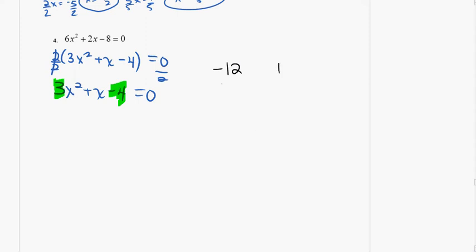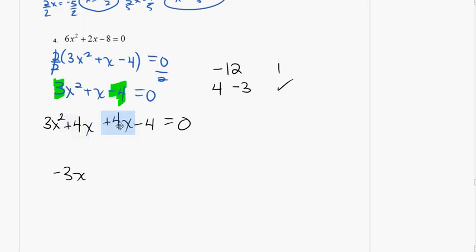I'm thinking 4 and 3 somehow. So positive 4, negative 3 gives me positive 1. If it was negative 4, positive 3, that'd give me negative 1. So that's my combo. So 3x squared plus 4x minus 3x minus 4 equals 0. And now I'm going to group. And I'm thinking the 3's with the 3's and the 4's with the 4's. Just my gut instinct. You could do it either way. But this, I think, is a little neater, a little cleaner.